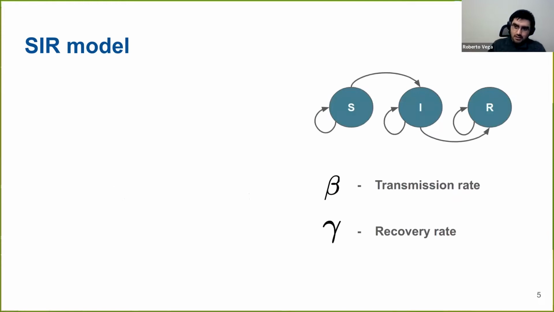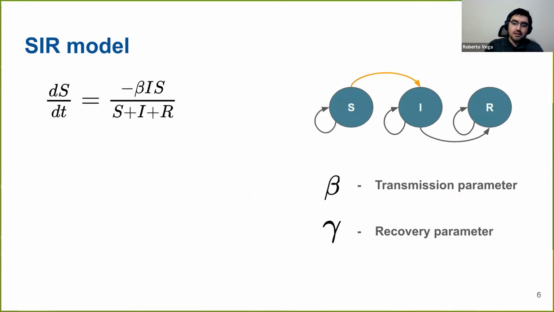Now, this model is defined by a set of equations that has two parameters. One is beta, that is the transmission rate, and gamma, that is the recovery rate. And you go out from the susceptible to the infected by this equation. The rate of change is just given by minus beta times I times S over N. This N is the total population, and this model assumes that it is never going to change. There are no new people coming into the community. There are no people going out of the community. It is a static population.